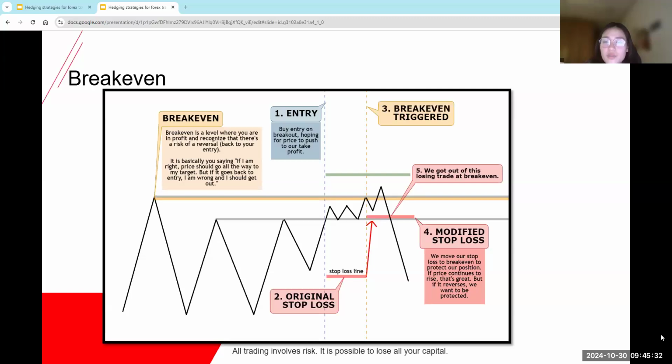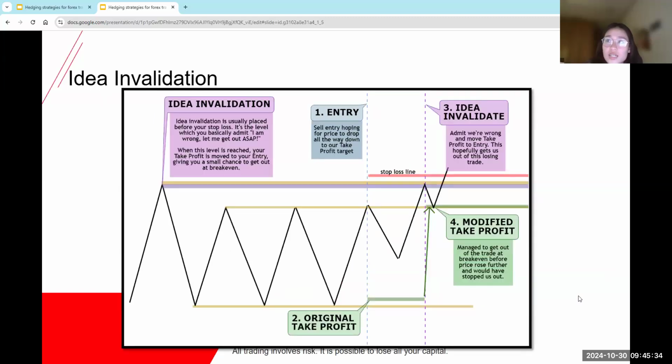Okay, next let's look at our last risk management strategy, which is idea invalidation. I mentioned earlier, it's basically placed before your stop loss. It's a level where you admit that you're wrong and you want to get out ASAP. So when this level is reached, your take profit is moved to your entry instead, giving you a small chance to get out at break even.